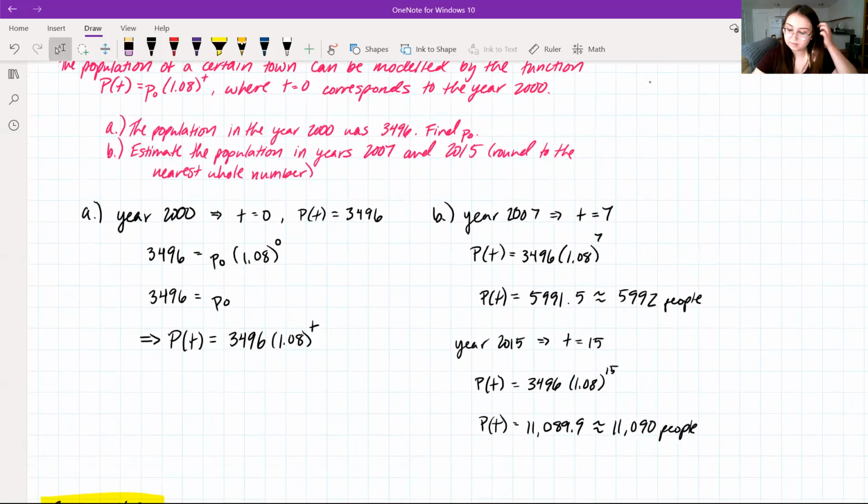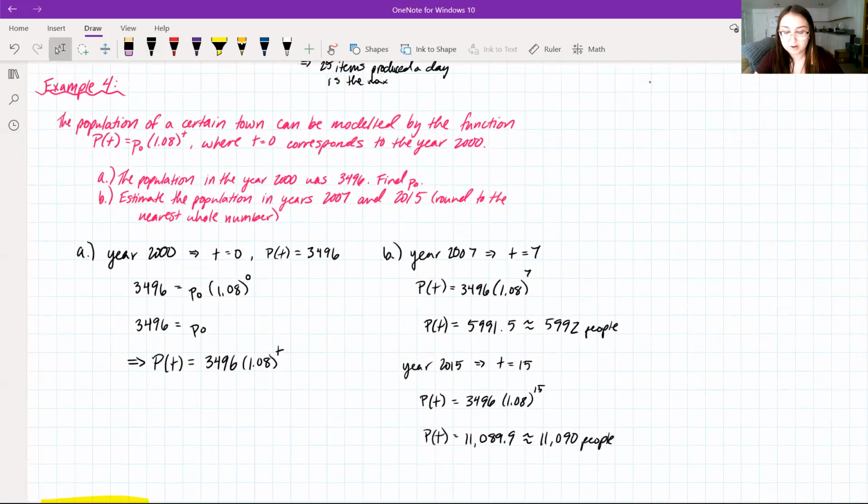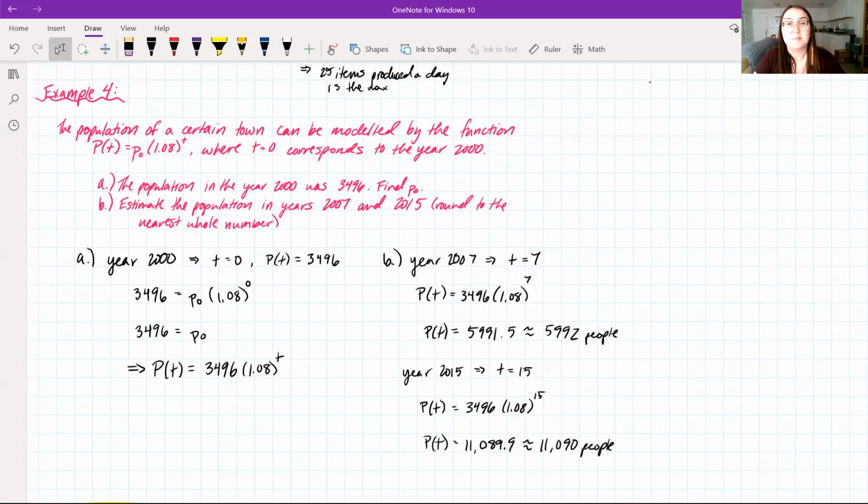So, considering the fact that we started with 3,496 people, then within 7 years we had 5,992 people, and then within just 8 years after that we had 11,090 people. We know that this equation is going to end up being an exponential growth problem. And since we know the idea of population growth anyways, we know this should have ended up being an exponential growth.